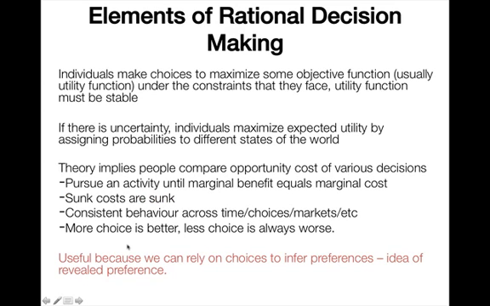Now, there are many elements of rational decision making. Individuals normally make choices to maximize some objective function, that is your utility from consumption, utility from leisure, utility from being young, and so on and so forth. Under the constraints you face, you have to maximize utility subject to your budget. You can only consume a certain amount. And if you want to borrow, then effectively what you're doing is you're stealing from the future. But your utility function must be pretty stable.